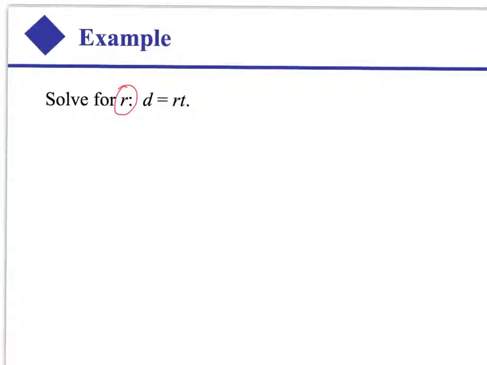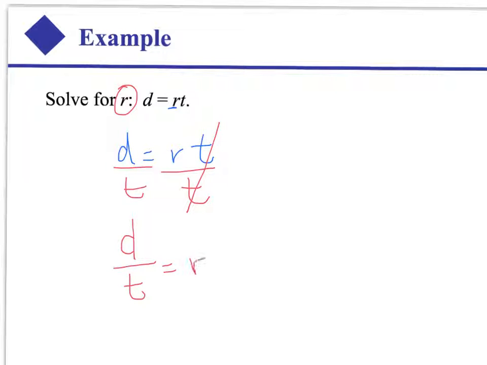So the first thing I do is I go back and find where my r is and look and see what's going on. So we have t being multiplied by r. How do we get something that is being multiplied to go away? You divide. So we're simply going to divide both sides by t. When you do, this one goes away. So distance over time equals our rate. And we're solved because we got r completely by itself, and that's what it wanted us to do.